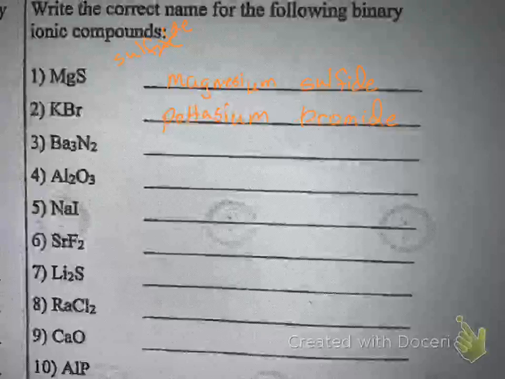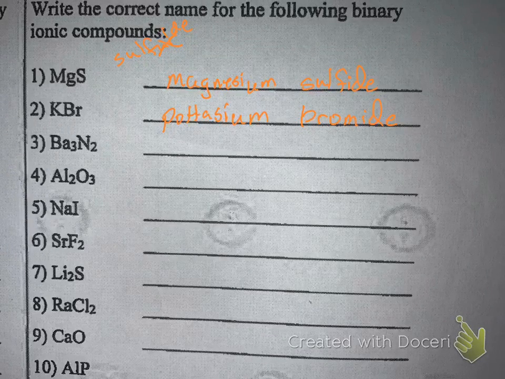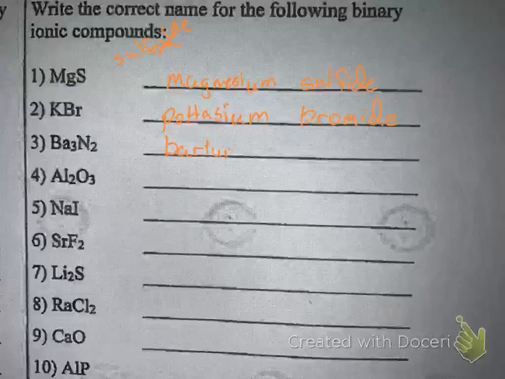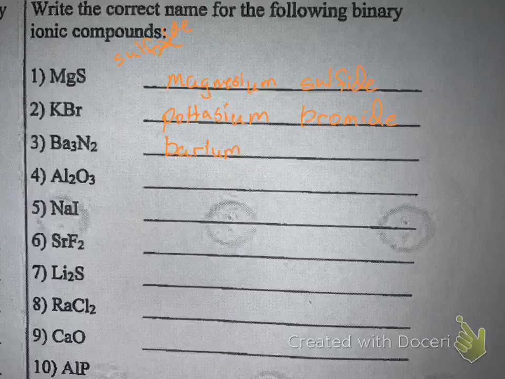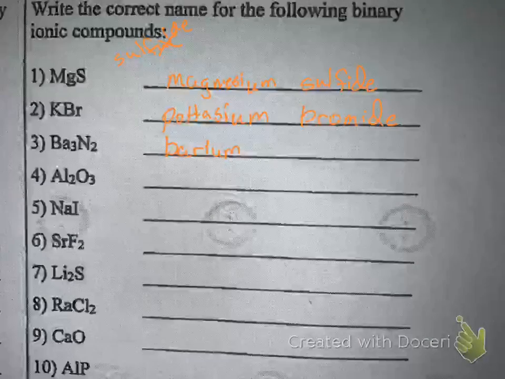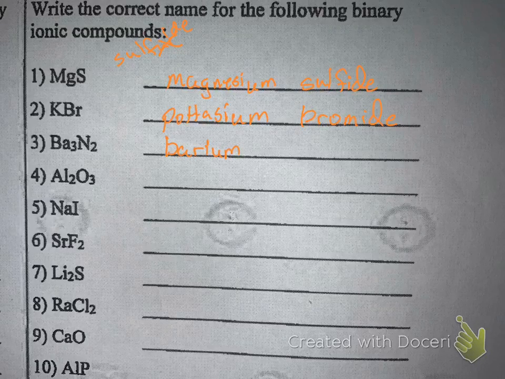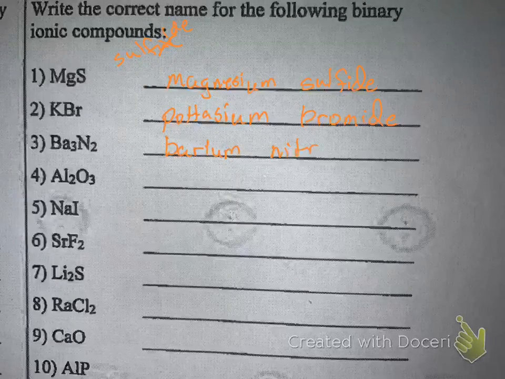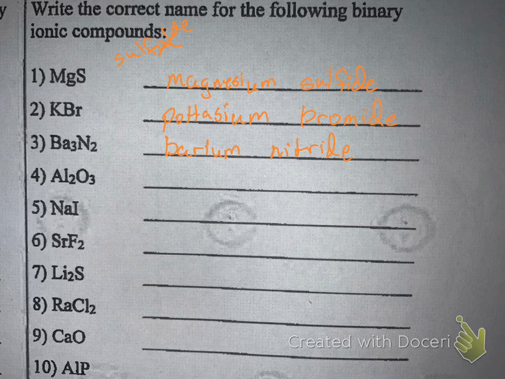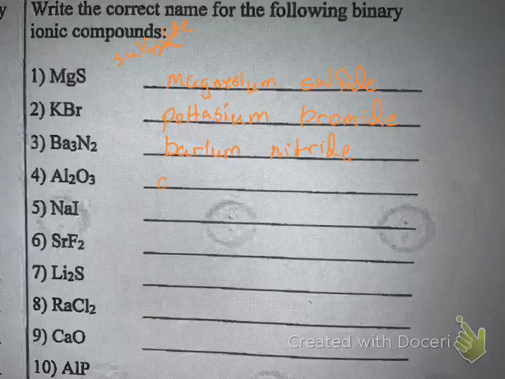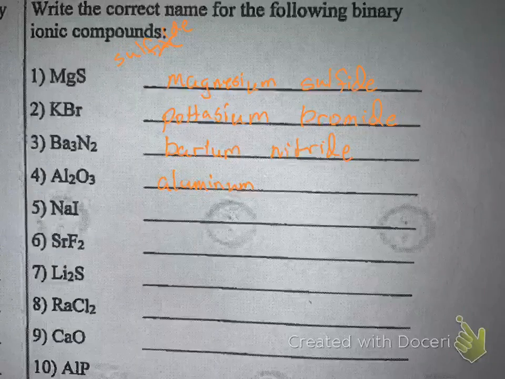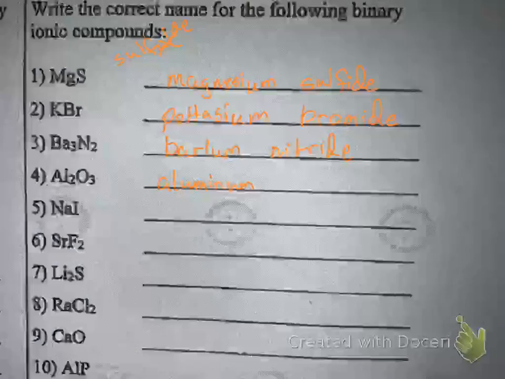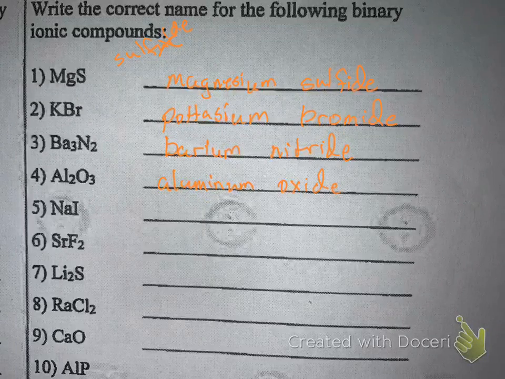Now, let's take a look at number 3. Ba is barium. Now, I don't need to worry about the 3 and the 2 because that tells me how many there are, but it's not part of the name. And then N is nitrogen, but I'm not going to say nitrogen. I'm going to say nitride. Al is aluminum. And O is oxygen, but I'm not going to say oxygen. I'm going to say oxide.